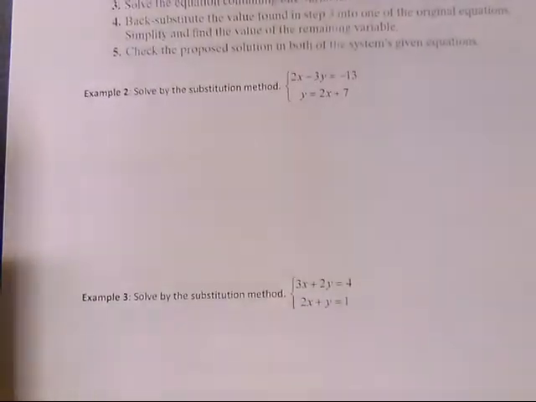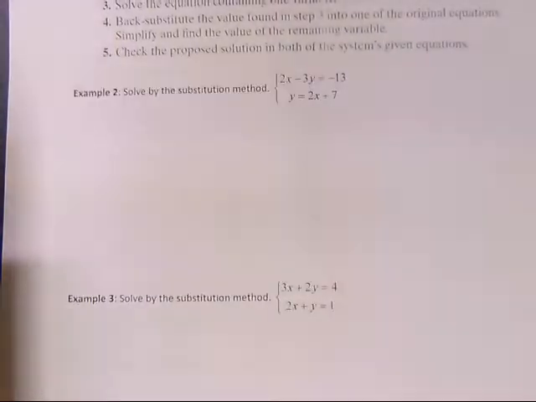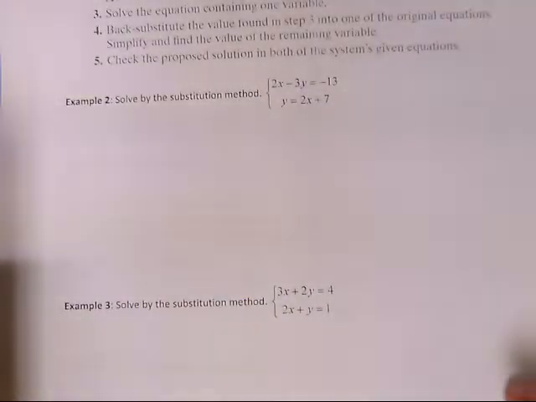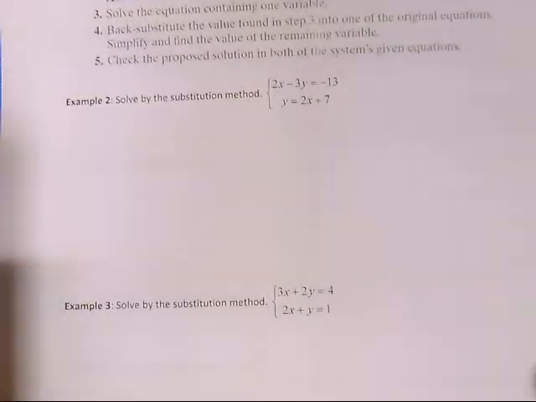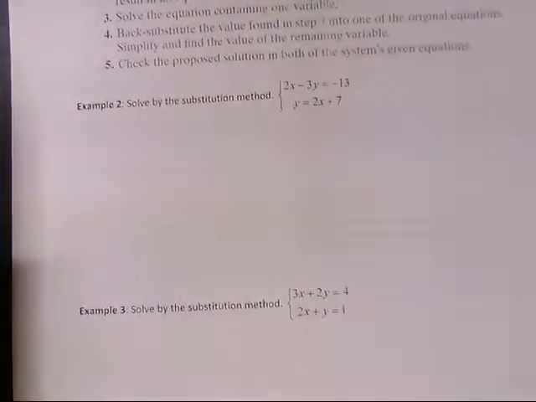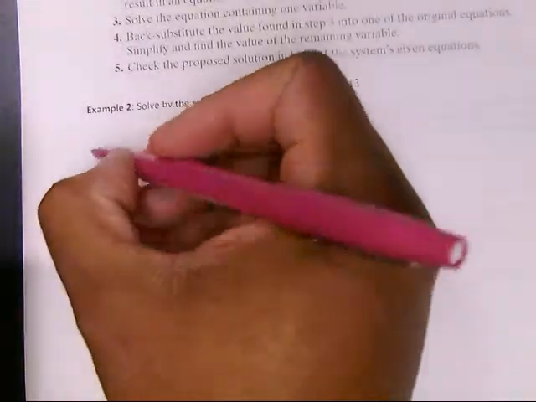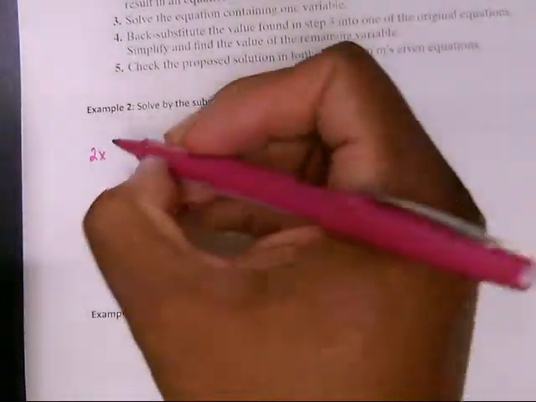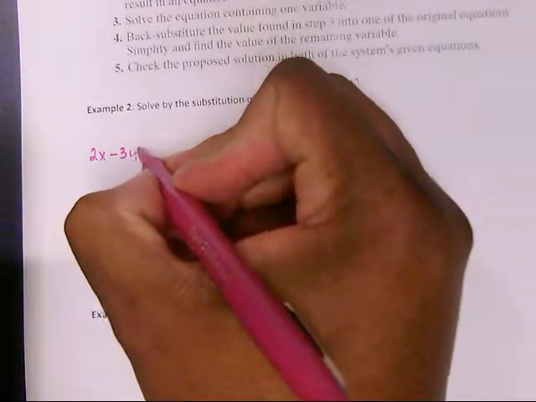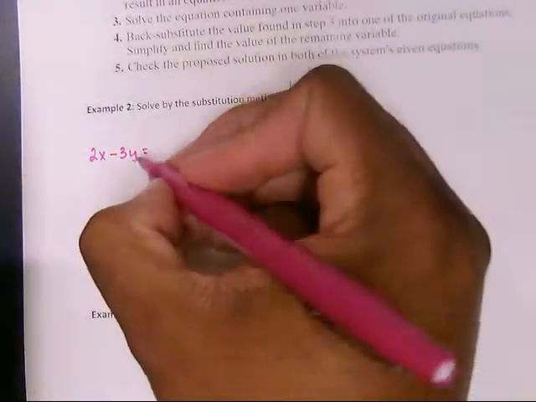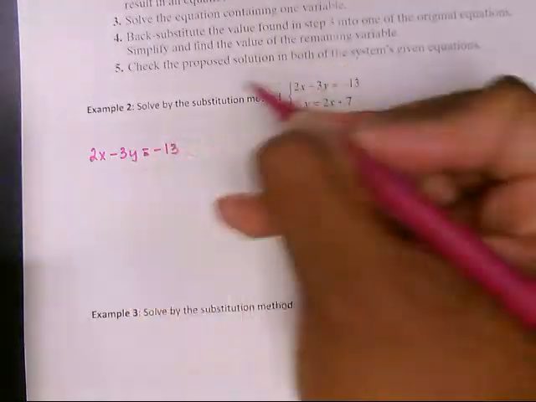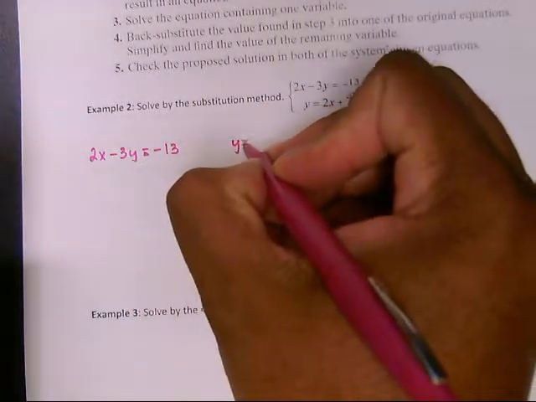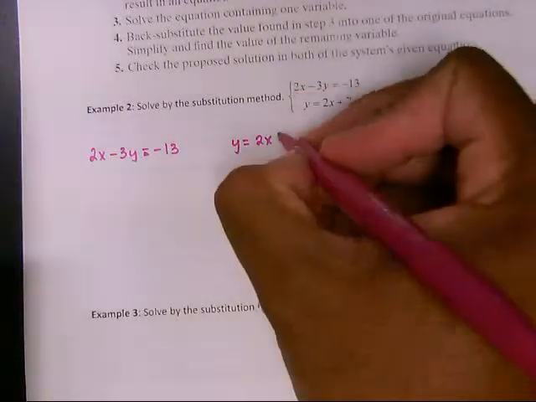Alright, now in example 2, here we're going to solve by the substitution method. And our system of equations is 2x minus 3y is equal to negative 13, and y is equal to 2x plus 7. And what I like to do here is write these side by side. We get 2x minus 3y is equal to negative 13. And the other equation is y is equal to 2x plus 7.